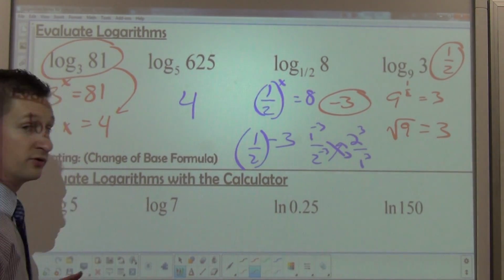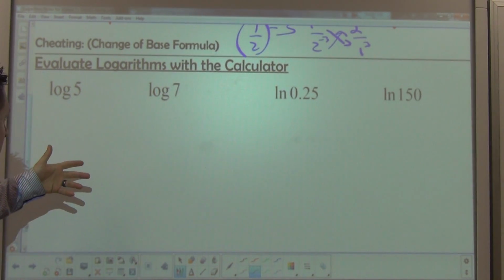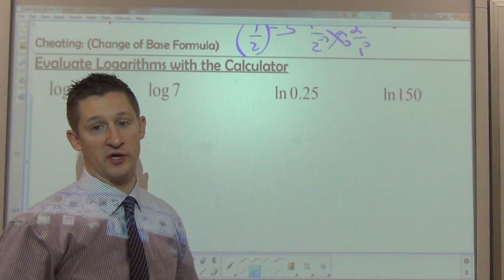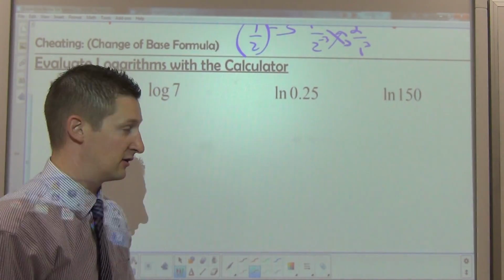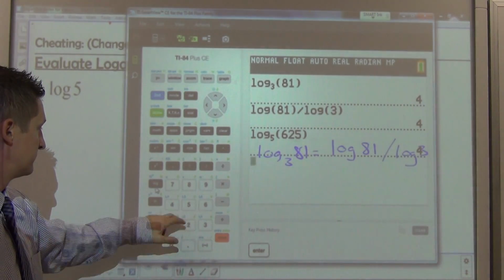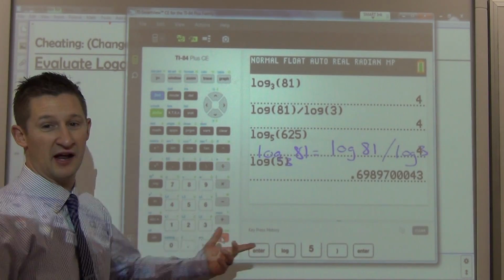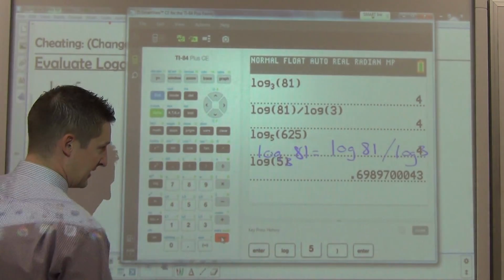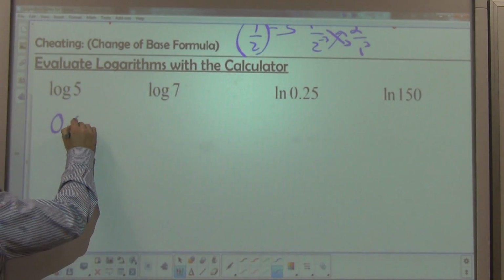Other ones you'll specifically be told, hey, evaluate some logarithms with the calculator. If you see log 5, log 7, ln 0.25, ln 150, you don't have to do anything special because those are the common logarithms or the natural logarithms. And those are just the keys on your calculator. If I see log 5, that's pretty simple to type in. I just hit this log key, log 5, close the parentheses, hit enter. There it is. And I would write down the decimal maybe to 3 decimal places. So that'd be 0.699 for that one.